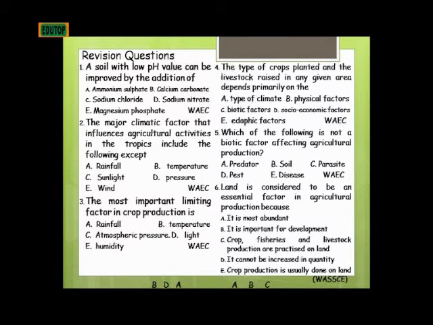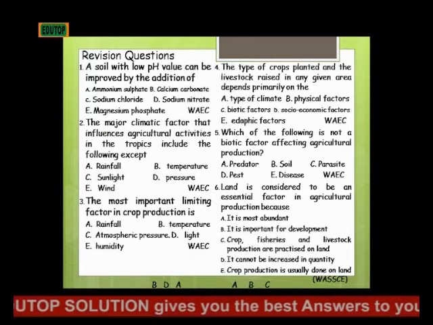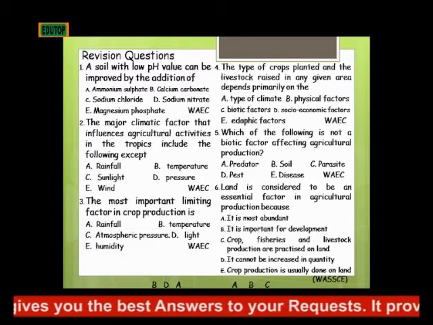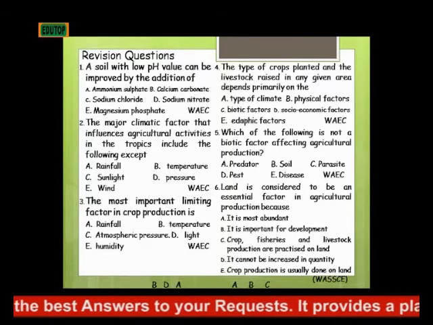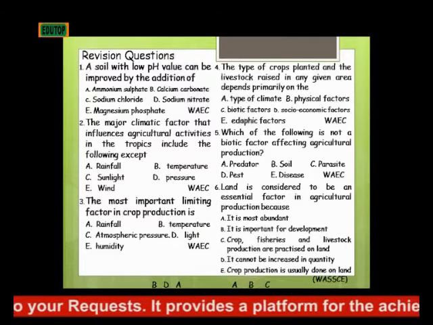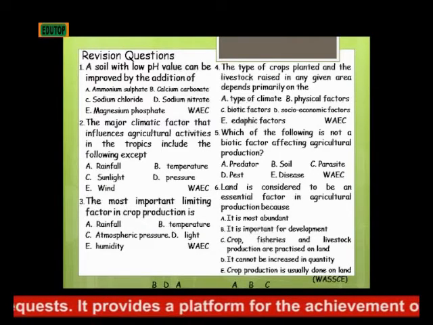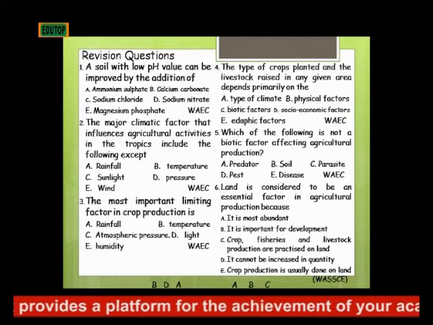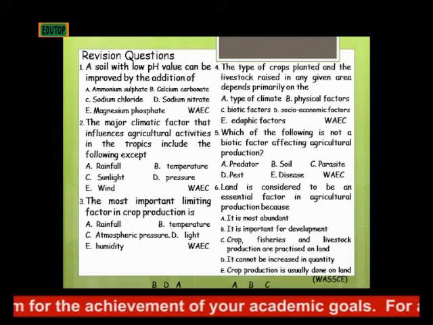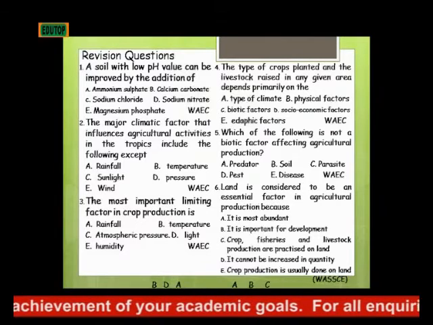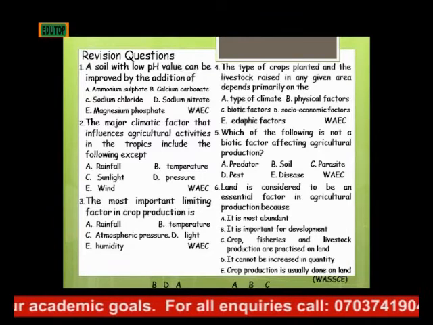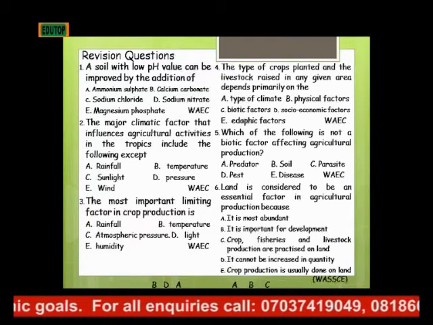Then our 5th question says, which of the following is not a biotic factor affecting agricultural production? A. Predators, B. Soil, C. Parasites, D. Pests, E. Disease. The answer is B. Soil is not a biotic factor affecting agricultural production. Predators are a biotic factor, parasites are a biotic factor, pests are a biotic factor, and disease also is a biotic factor.